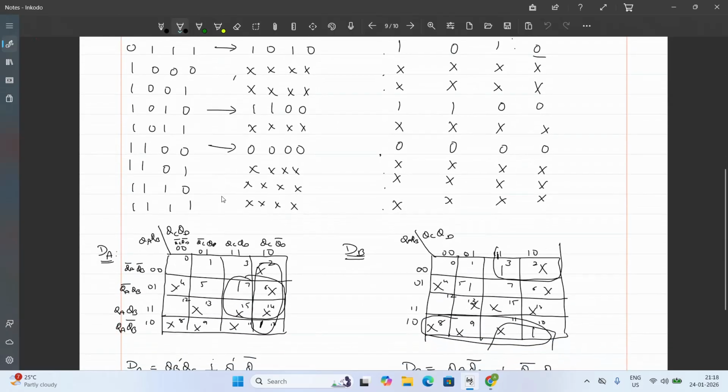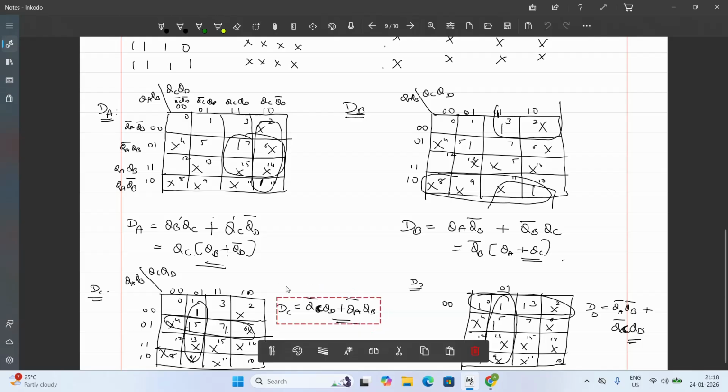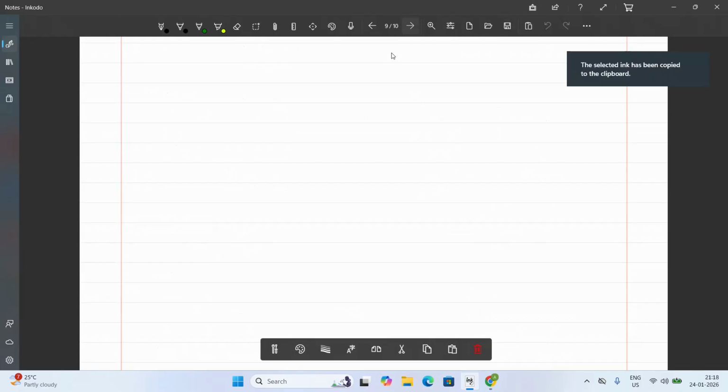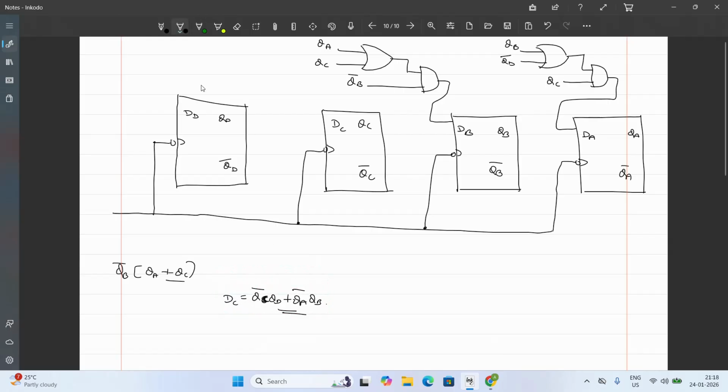Similarly, the third and the fourth one. Third one, DC, so this is your DC. Here you will require two AND gates, one for this, other one for this, then a total OR gate. Output of these two will go as input to the OR gate, and that goes as input to DC. So the two inputs for the first AND gate will be QC bar and QD, whereas for the second AND gate, it is QA bar and QB.